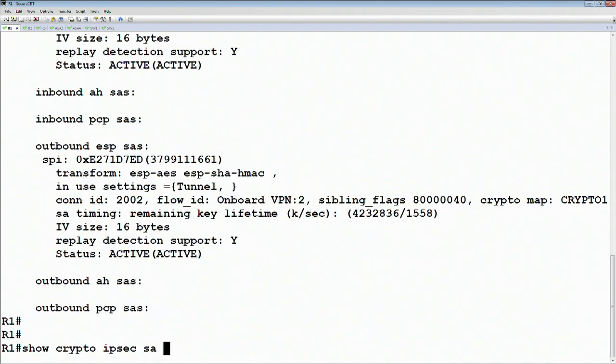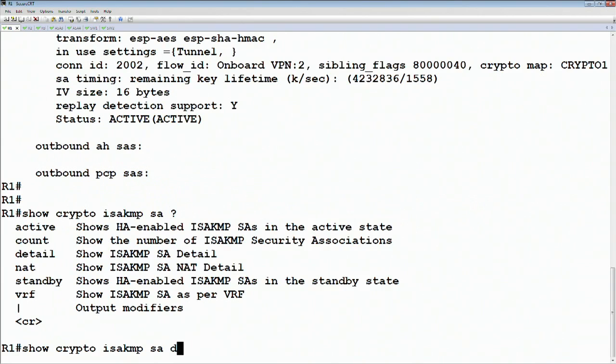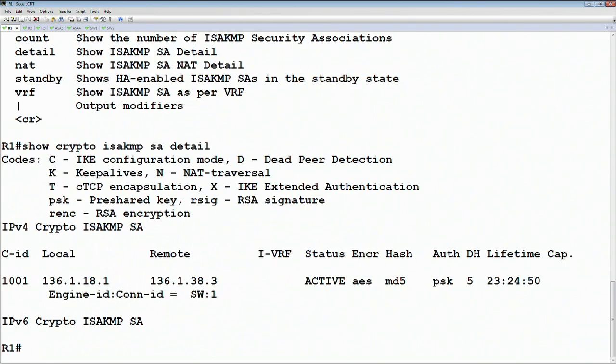And if we look at the show crypto ISAKMP SA detail, we can also see what is the lifetime of this SA. So this has almost 24 hours left before it's going to re-key. So we don't want to have to wait a day to figure out, is there a problem in negotiation. So let's say clear crypto SA.